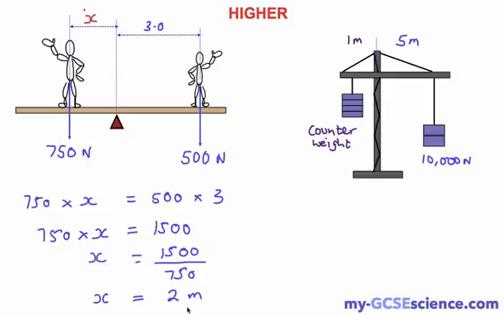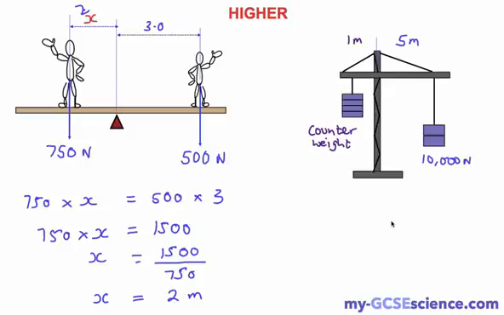Don't forget the units. We can plug that back in. Does it work? If we put a 2 there instead of the x, the anti-clockwise moment would be 750 times 2, which is 1500, which is what the clockwise moment is. So this thing balances. This answer is correct.